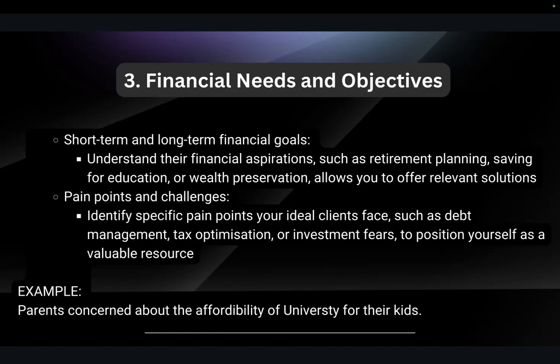An example of this would be maybe parents that are concerned about the affordability of university for their kids. So sometimes the goals or the pain points themselves are not for themselves, but could be for somebody else within their family. But unless you're asking the right questions, you simply won't know that until you ask those proper questions. Andy?